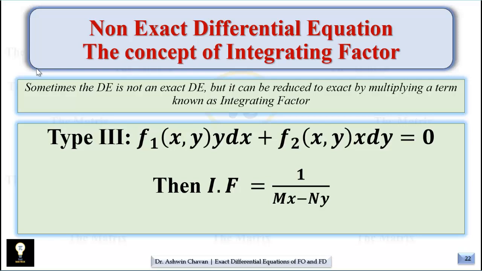In this type, if one function is connected with y into dx plus another function is connected with x into dy equals 0, and the given example matches this pattern, then we find the combination mx minus ny. Provided that this is non-zero, the integrating factor is 1 upon this factor, mx minus ny. Let's have examples on this.